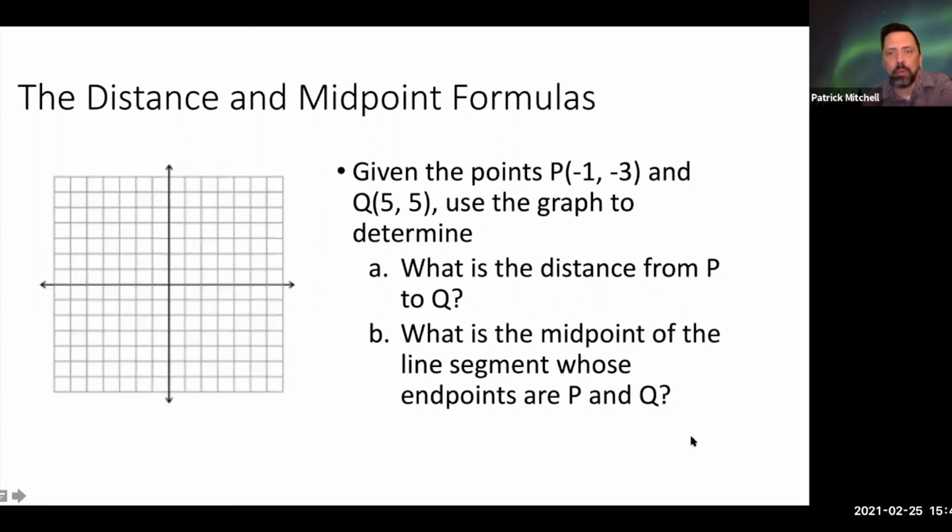The distance and midpoint formulas. All right, so let's say we're given the points P(-1, -3) and Q(5, 5). We're going to use a graph to try to figure out first what is the distance from point P to point Q, and then what is the midpoint of the line segment whose endpoints are P and Q.